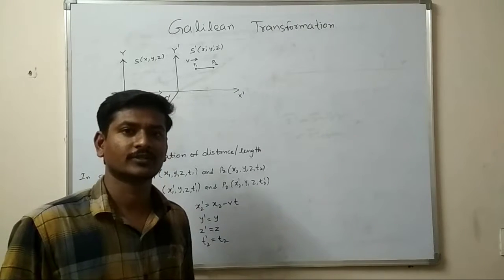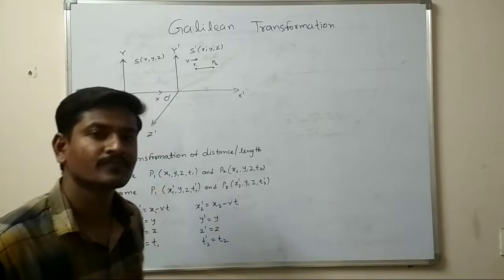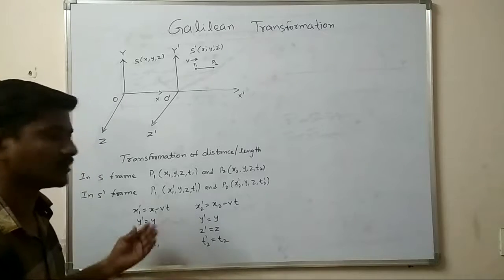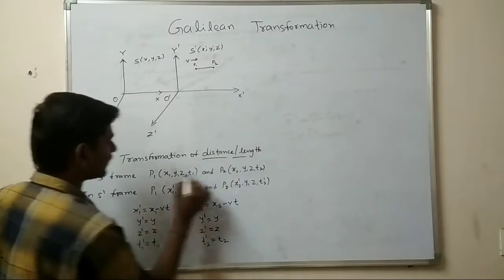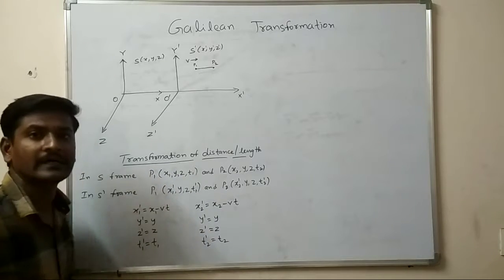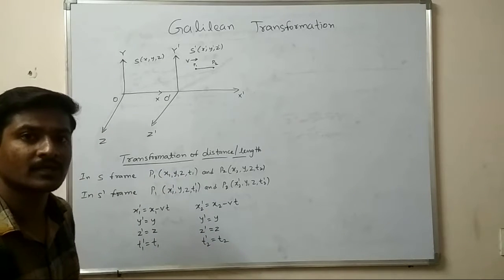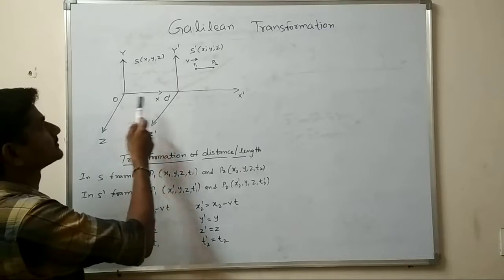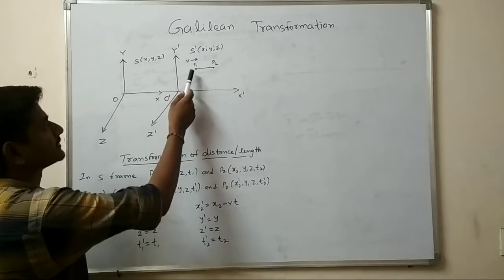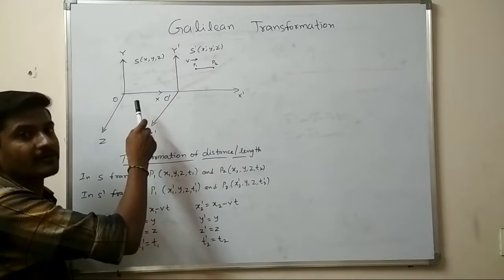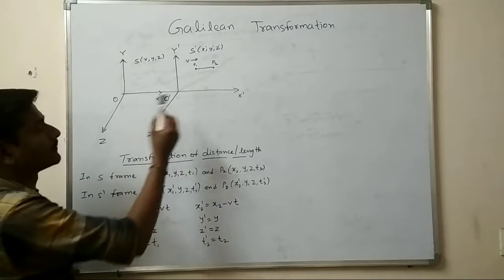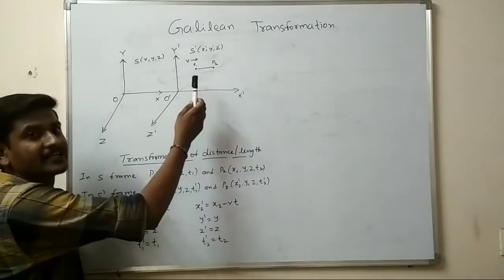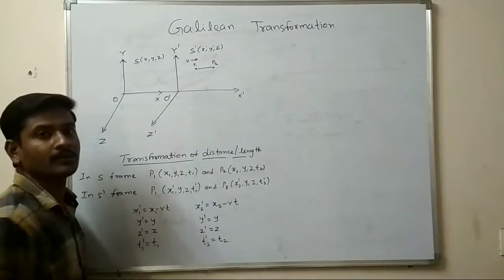Till now we have seen the transformation of position coordinates. Now let us see what happens to the distance or length during the Galilean transformation. Let us say that in the S and S dash frame, where S dash is in relative motion with a velocity of v with respect to S, the particle is changing its position from P1 to P2.